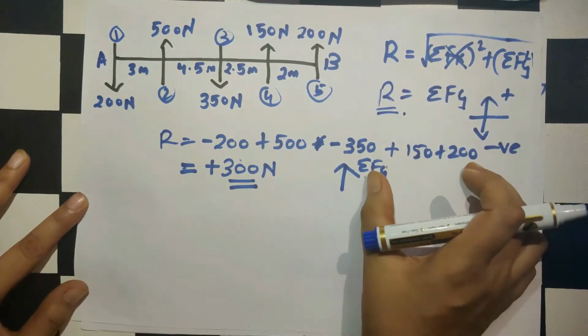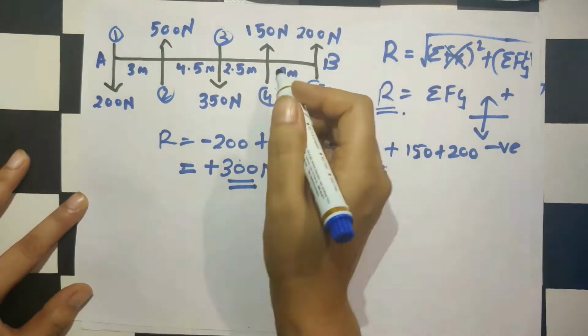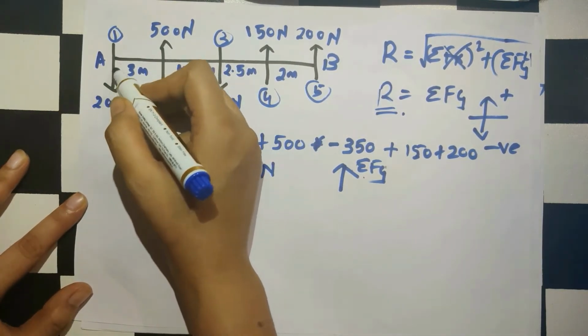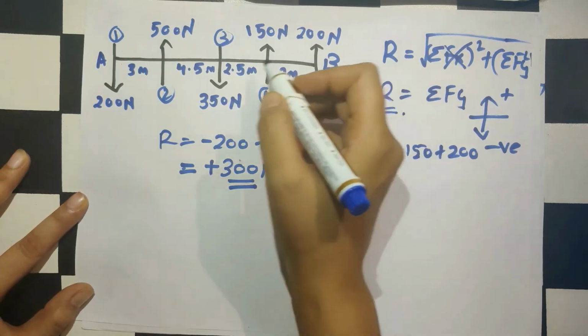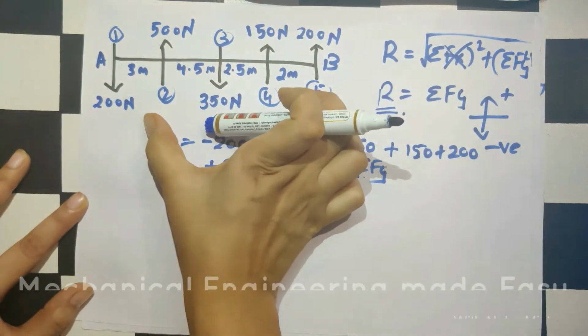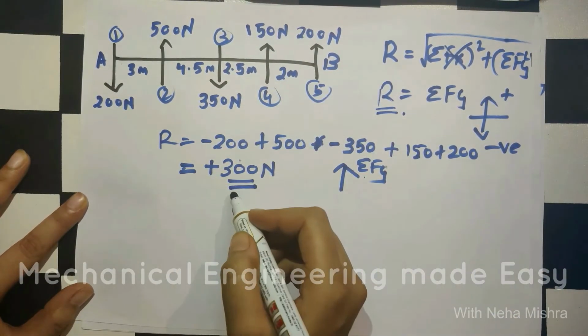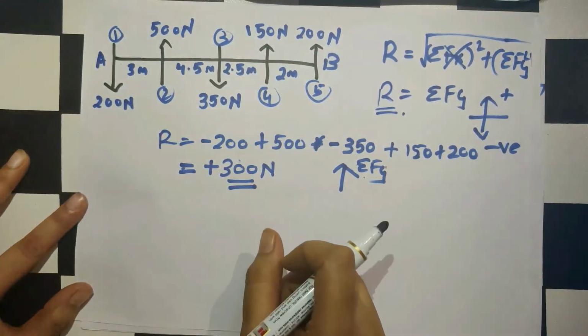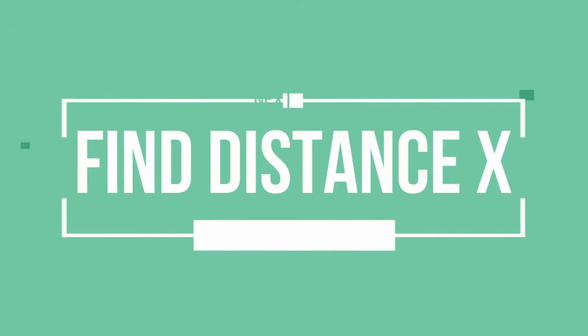Okay? Again, one more thing which is important is where should I apply this upward force? At some point A, at some distance from B, where I have to apply this force of 300 Newton in the upward direction so that it will give the same effect. So our next step will be to find this distance x.